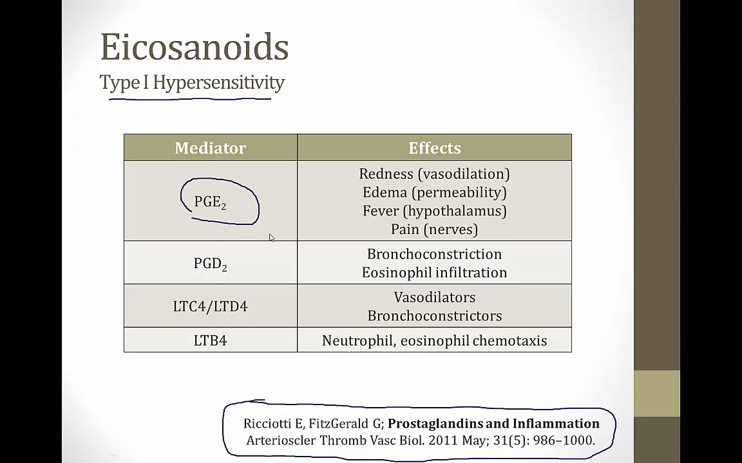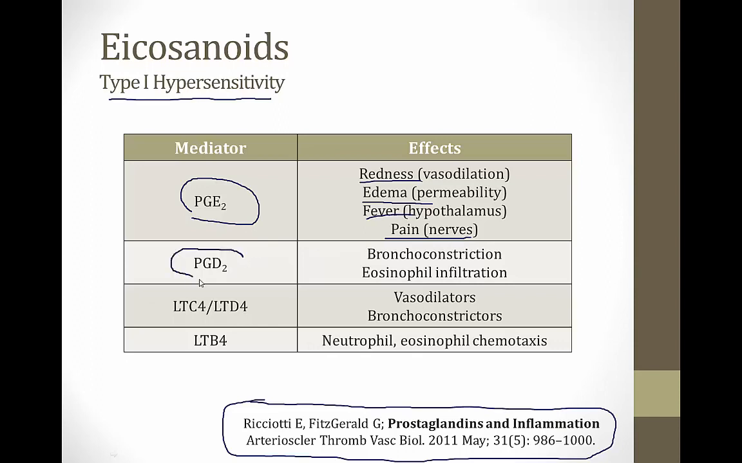So prostaglandin E2 is a very important eicosanoid. It's responsible for many of the signs and symptoms we associate with inflammation and hypersensitivity. It can cause redness from vasodilation, edema from increased vascular permeability. It can trigger the hypothalamus to raise the set point for temperature in the body, and this is what causes fever. It can also sensitize nerves, and this is why we can have pain when we have inflammation going on.